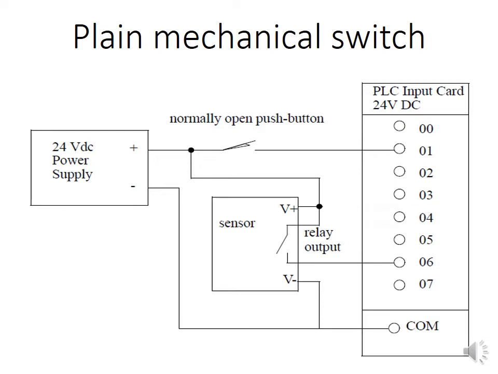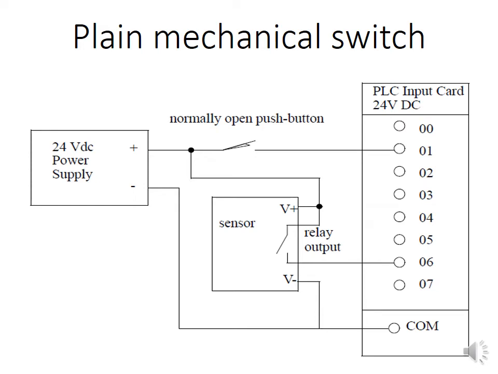From the internal circuitry, the current is going to leave the input card through the common point back to the power supply. The second example of a sensor is a sensor that has got a relay output. The sensing part of the sensor will detect the physical phenomena. Depending on the state of the physical phenomena, the sensing part is either going to close or open the relay output stage.